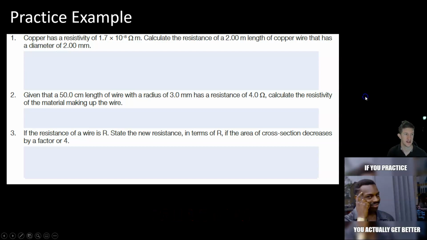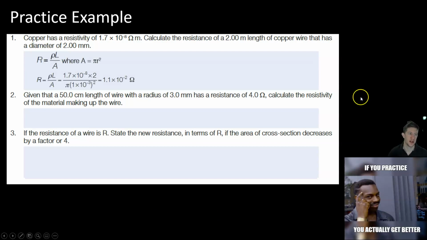Alright, time for some answers. In question 1, we're plugging in the equation. A, our cross-sectional area, because it's a cylinder, is pi r squared. Plug all that in, we get our values. 1.1 times 10 to the negative 2 ohms is our resistance for that piece of wire over 2 meters. Number 2, again, exactly the same equation, plugging everything in. We've got the radius of 3 millimeters, so we needed to calculate pi r squared for it. We knew the rest, we just had to rearrange. The resistivity is 2.3 times 10 to the minus 4 ohm meters. So that is ohms per meter.